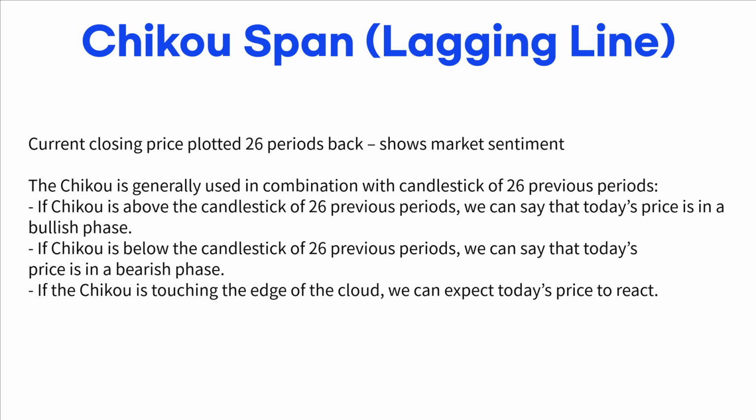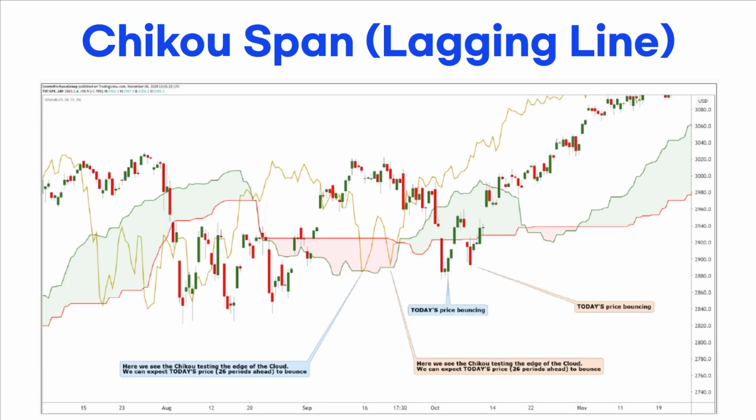If Chikou is above the candlestick of 26 previous periods, we can say that today's price is in a bullish phase. Conversely, if Chikou is below the candlestick of 26 previous periods, we can say that today's price is in a bearish phase. If the Chikou is touching the edge of the cloud, we can expect today's price to react. The chart above shows what happens when the Chikou touches the edge of the cloud. It has been color-coded. The blue bubble is the first scenario, the orange bubble is the second scenario.